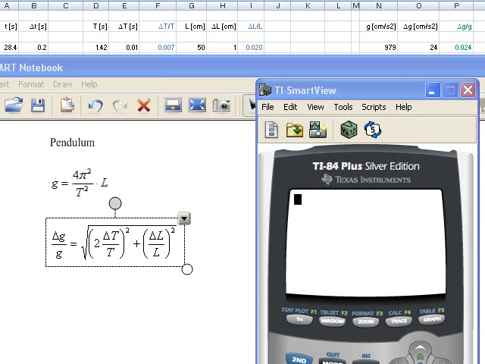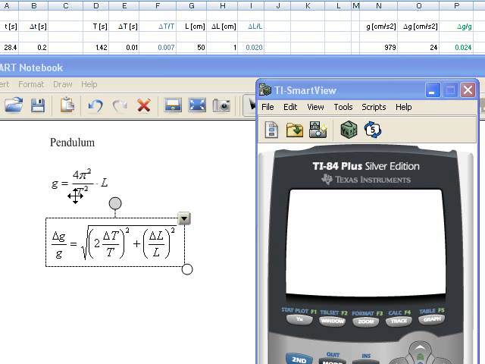For the pendulum, as you can see in the sheet that I posted, the equation we're actually dealing with in the lab is: the acceleration due to gravity is 4 pi squared divided by T squared times the length of the pendulum. For the error, we're going to come up with 2 times the percentage error, or the decimal in this case, for the period of the pendulum, and there's a 2 in front of that because it says T squared.